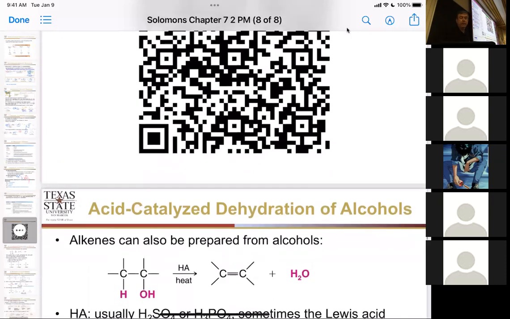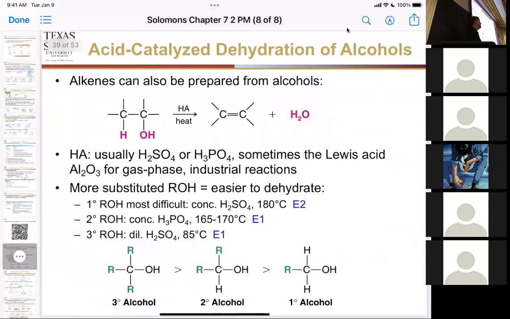When we're talking about dehydration, that means to remove water. So we're going to remove an OH, the alcohol functionality, from one side, and a hydrogen from the beta carbon. That beta carbon has to have a hydrogen. Whatever designation our alcohol is going to make it easier or harder to remove. But the first step is to use acid, so we're going to use acid-catalyzed dehydration.